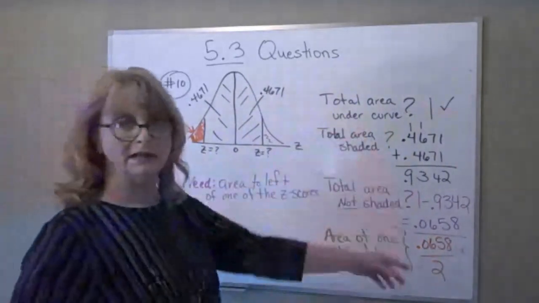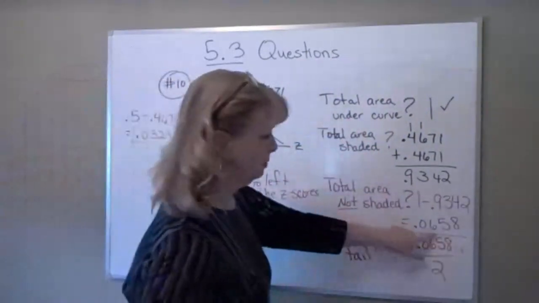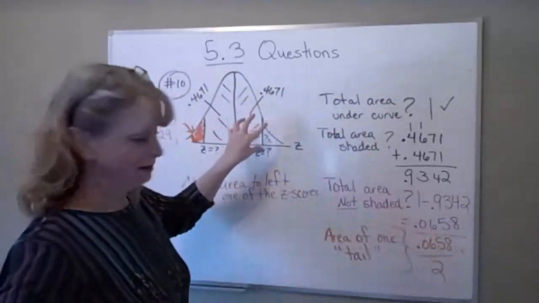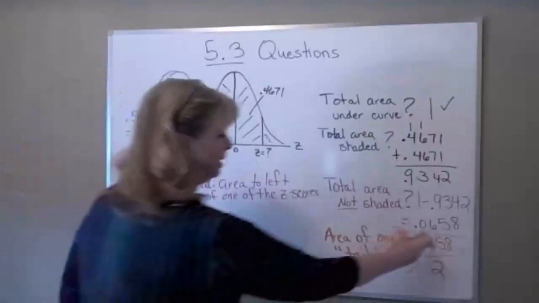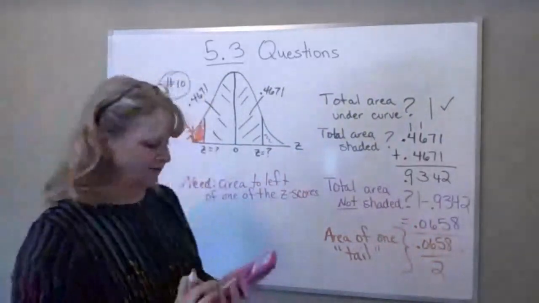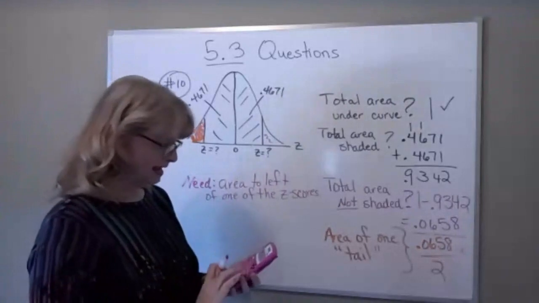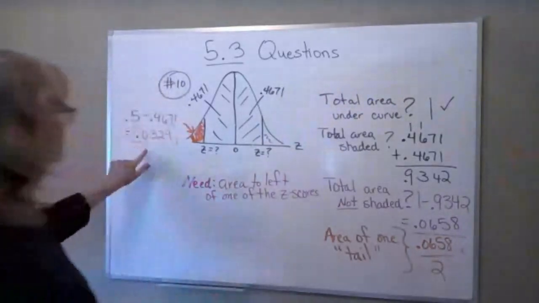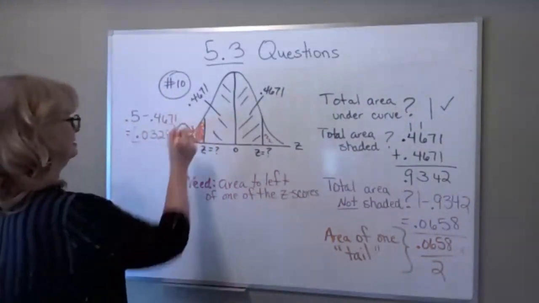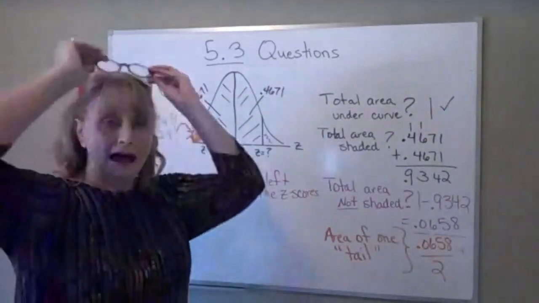Now come back over here to what we did here. Over here, we found the total of the two tails was 0.0658 by subtracting all of this stuff from 1. So if that's both tails, if I divide that in half, it should give me the same answer. Let's see if it does. So take your calculator and see if 0.0658, if I divide that by 2, and yes, it gives me this. So now I know that that area right there is 0.0329.